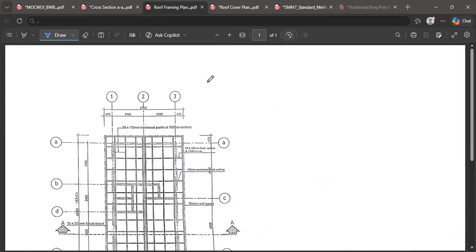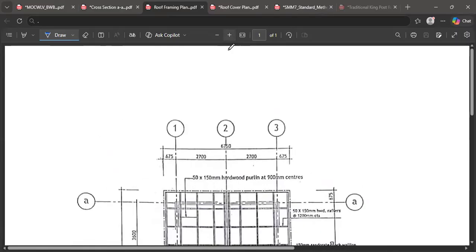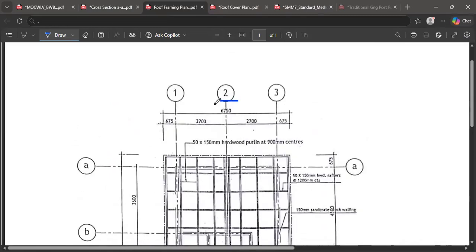Please, can you see the screen I'm sharing? Yes. So can you see the 675? Yes. This is a 675. That is the whole length from this place to this place like this. That is the 675. Please, are you on the same side with me?